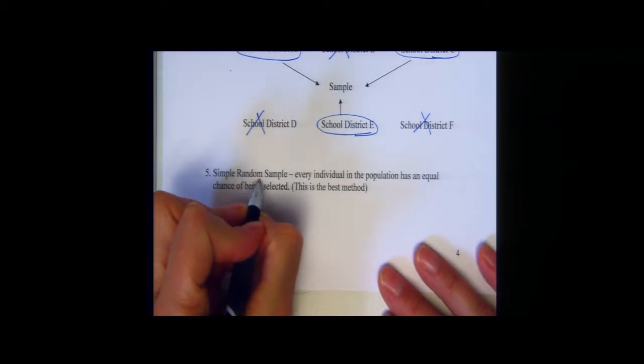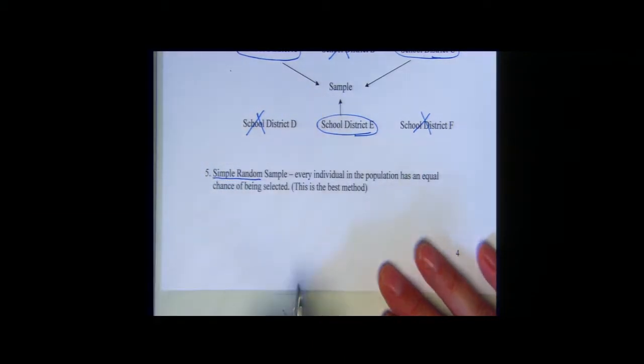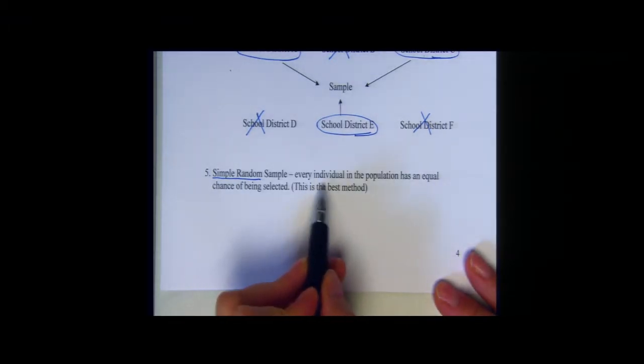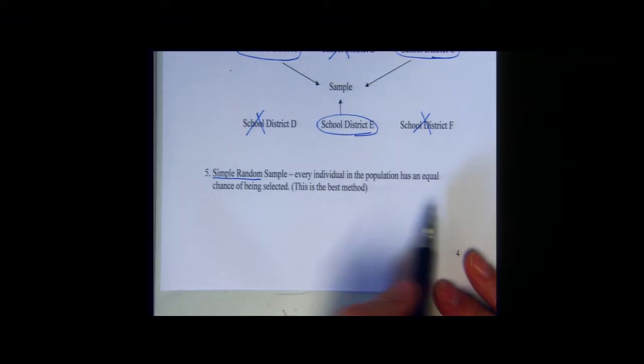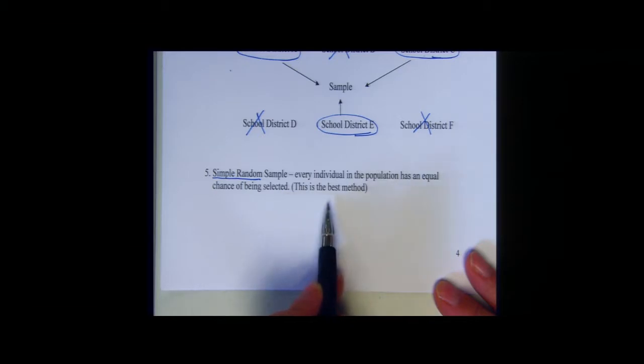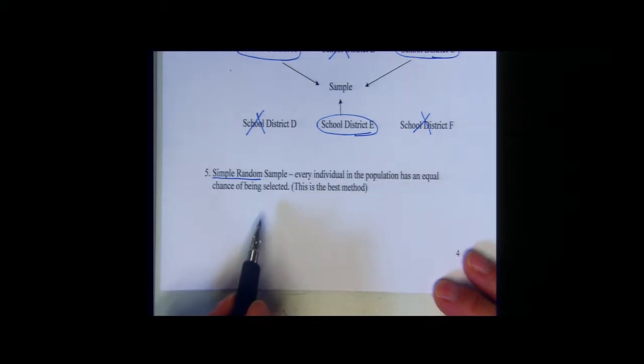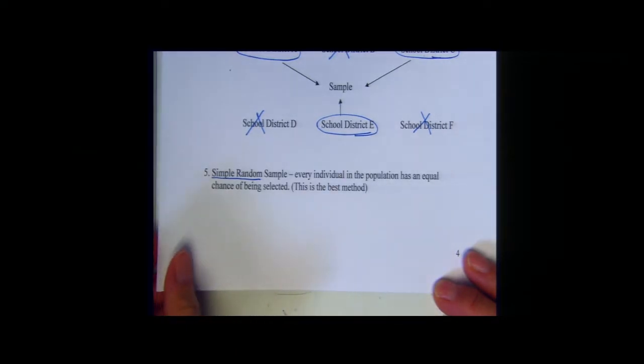Then the last sampling technique is what we call a simple random sample. And this is when every individual of the population has an equal chance of being selected. This is the best method. The most common used of this would be a computer program that would just randomly spit out so many people or items.